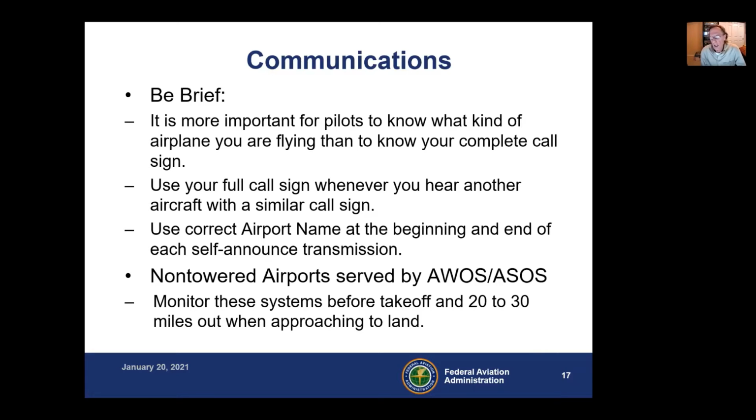Now for the AWOS and ASOS at a non-towered airport, monitor these systems before takeoff and 20 to 30 miles out when approaching to land. You don't want to be listening to an AWOS or an ASOS as you're turning downwind, because I tell you what, folks, you already know it. You're already pretty busy just flying the airplane, looking out that window.